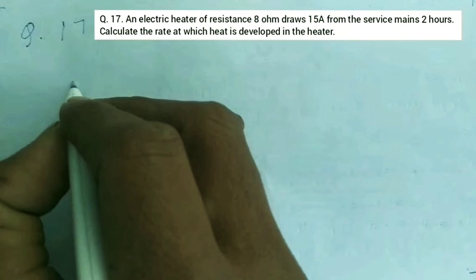Question number 17. An electric heater of resistance 8 ohm draws 15 ampere from the service mains for 2 hours. Calculate the rate at which heat is developed in the heater.